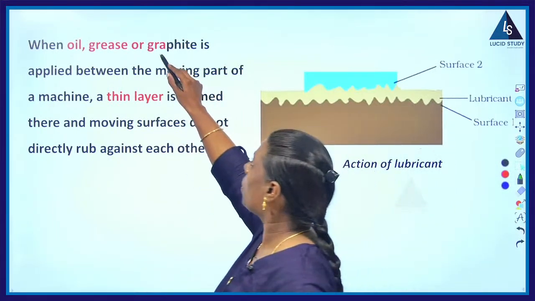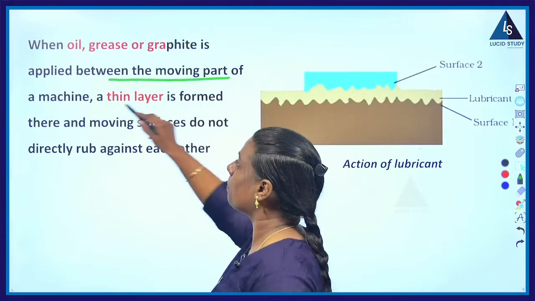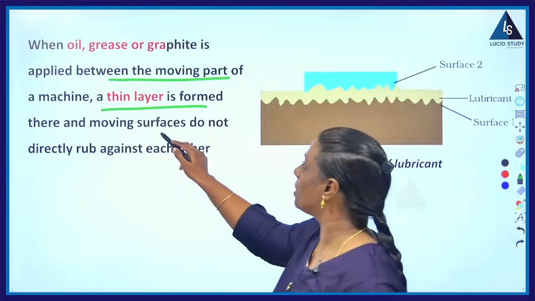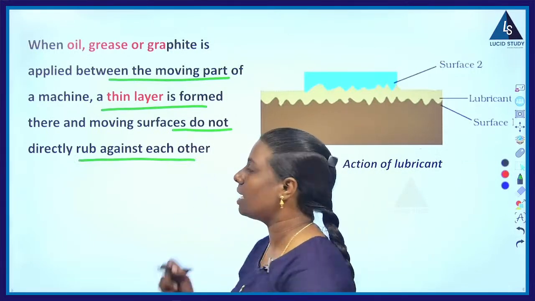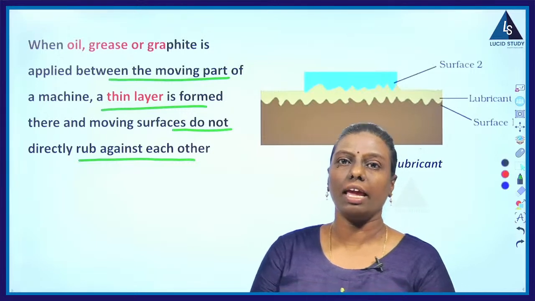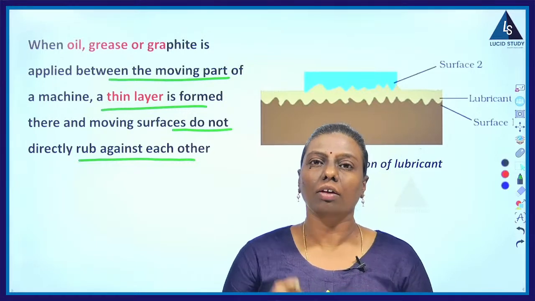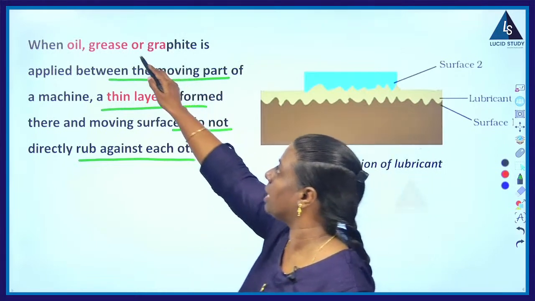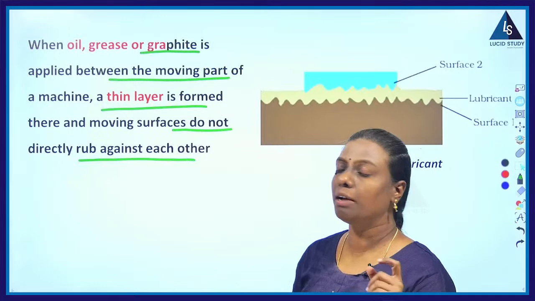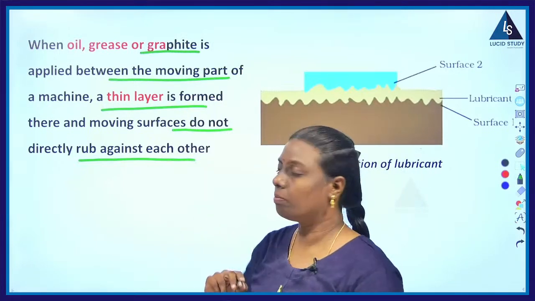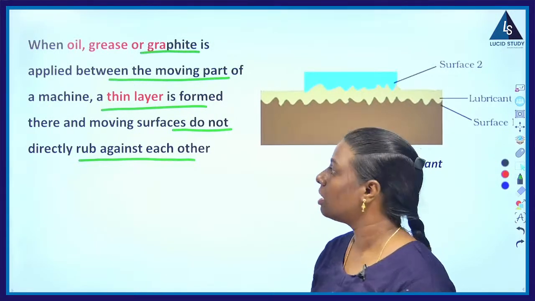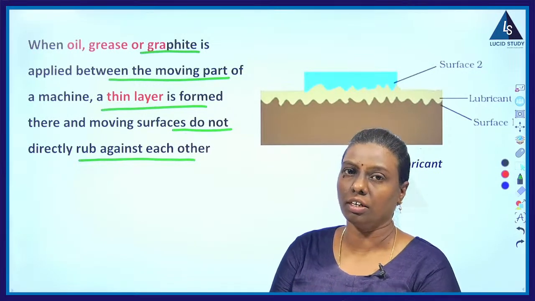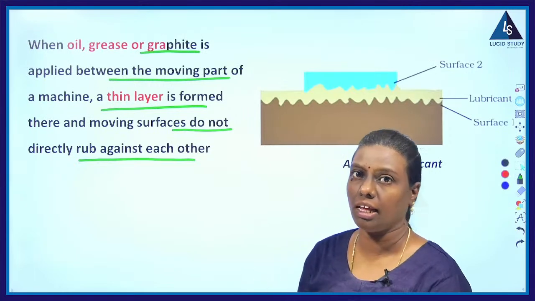Oil or grease or graphite is applied between the moving parts of a machine, and a thin layer is formed there, so the moving surfaces do not directly rub against each other. When machines are moving, to make them move easily, they put oil or grease or graphite between the moving parts. That develops a thin layer so that the surfaces do not rub against each other, and they move safely and easily.